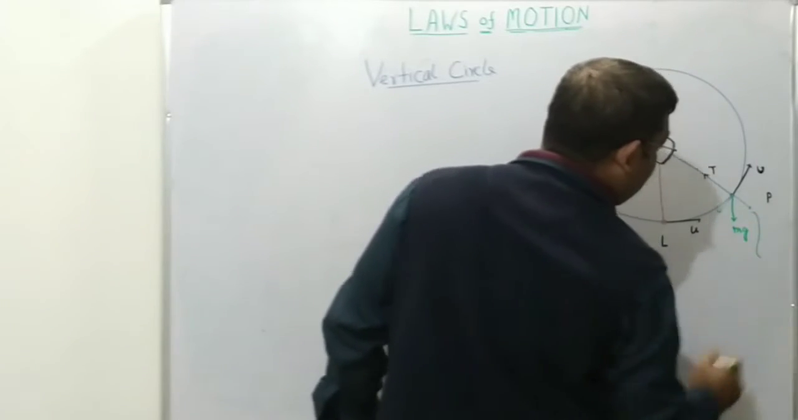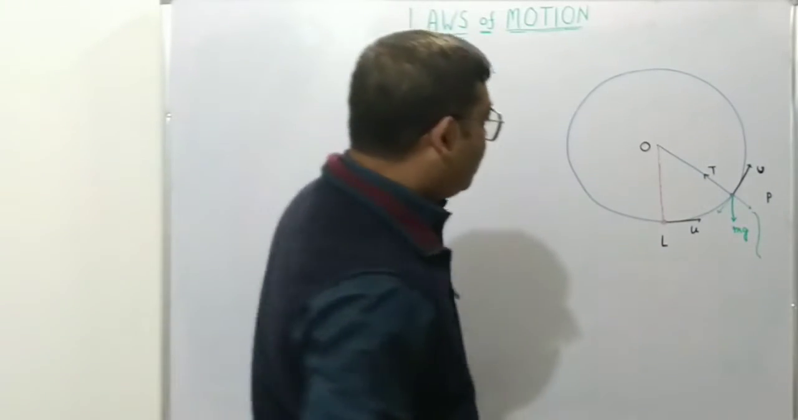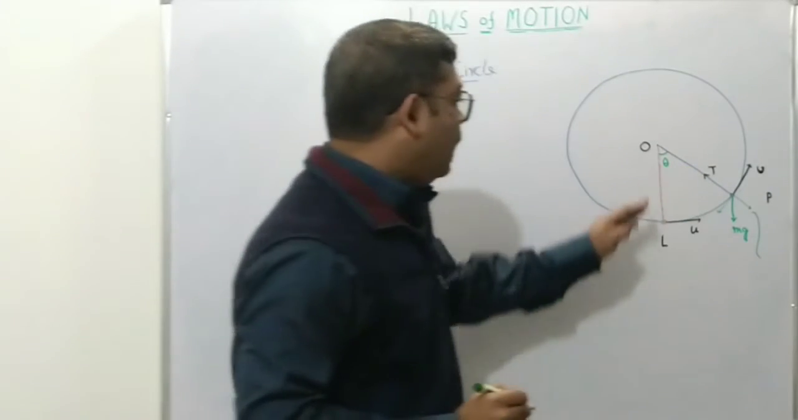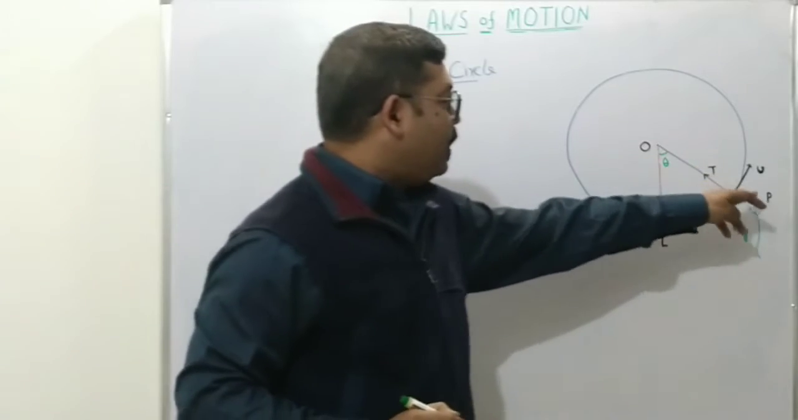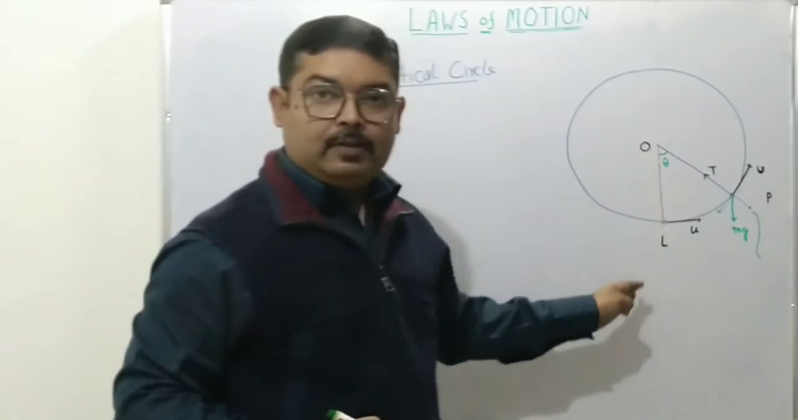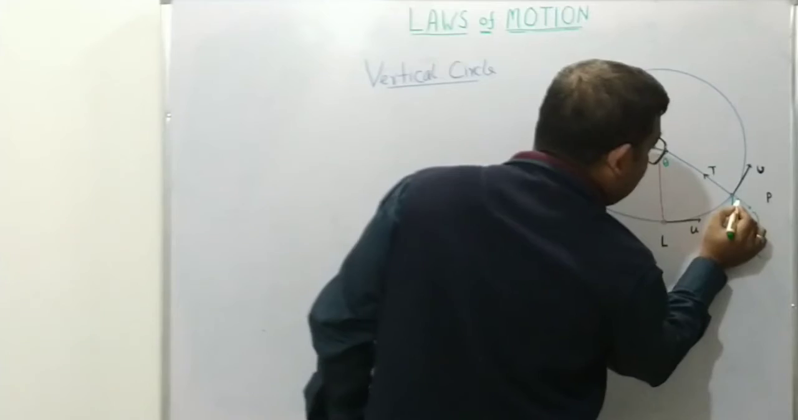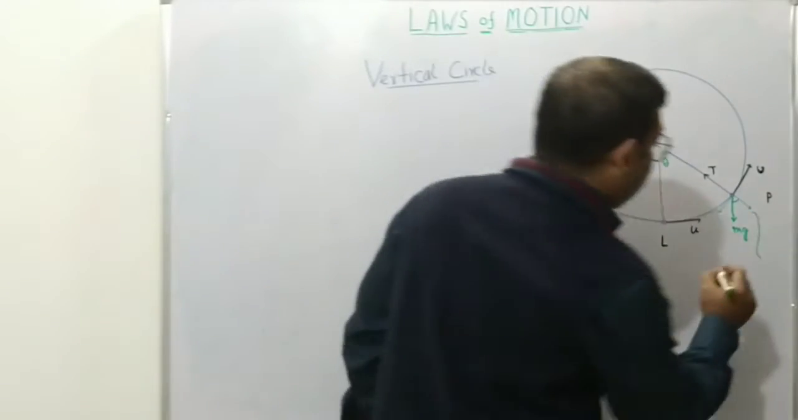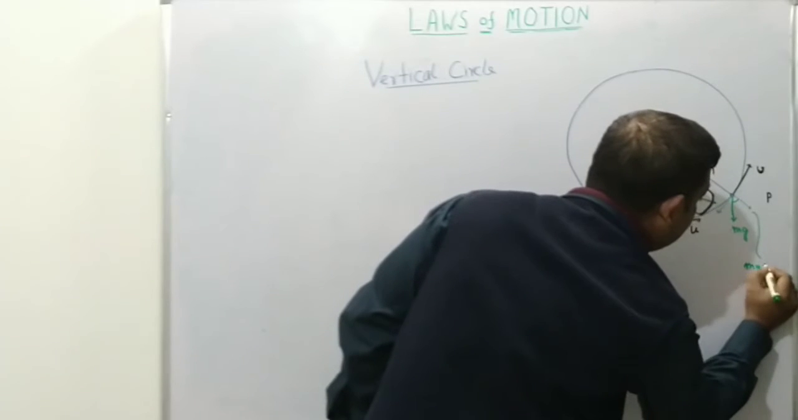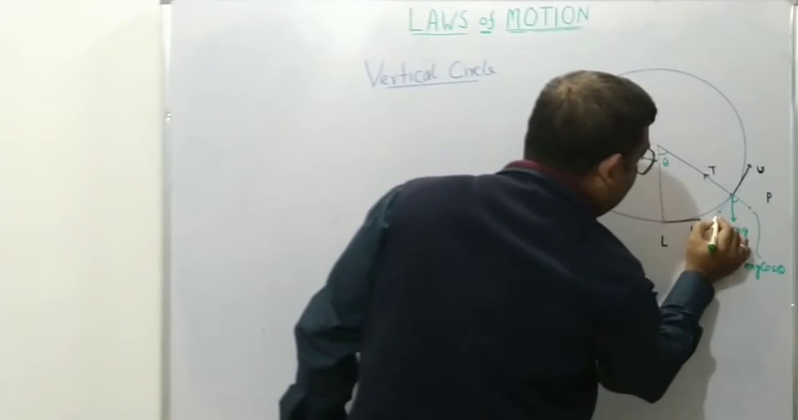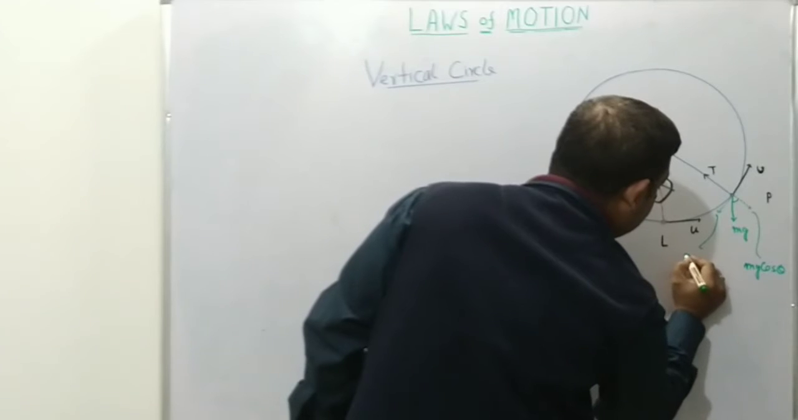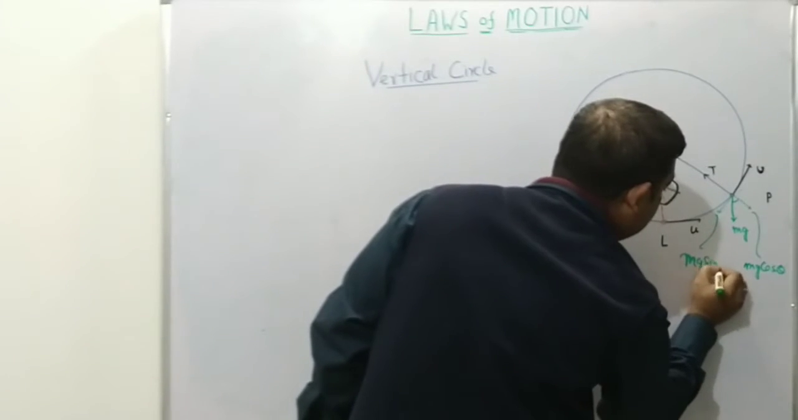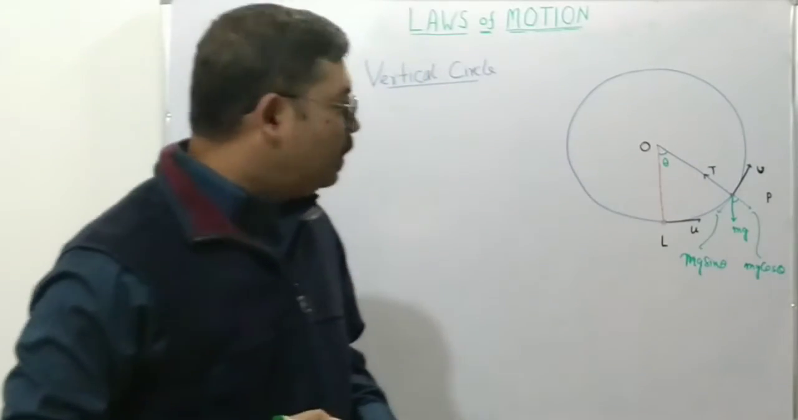So this will have a value of how much? To find this, let's say this angle is theta, the angle subtended by the string when it is at P, at the origin, with the original position, right? So this angle will be theta. So this will be mg cos theta, and this will be small m g sin theta, right?